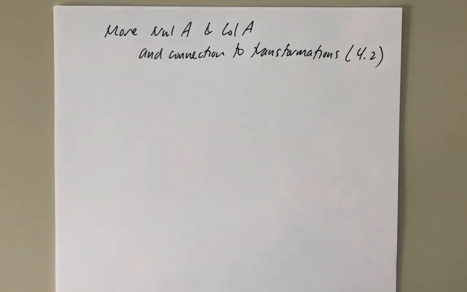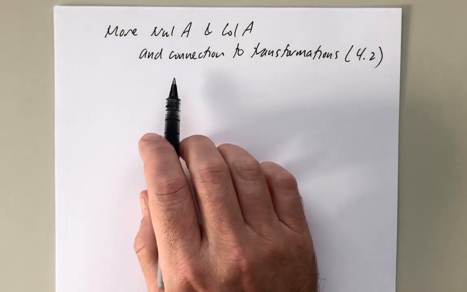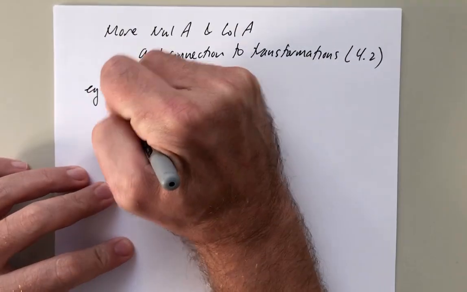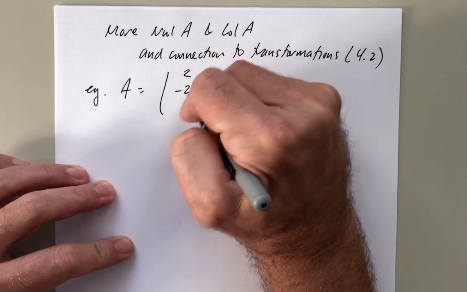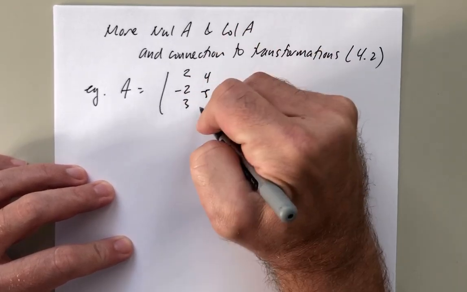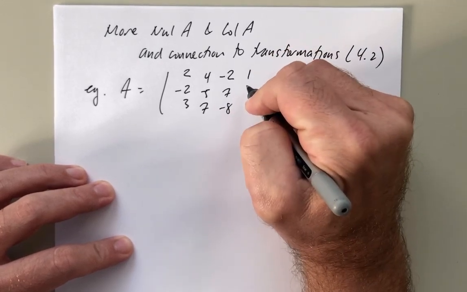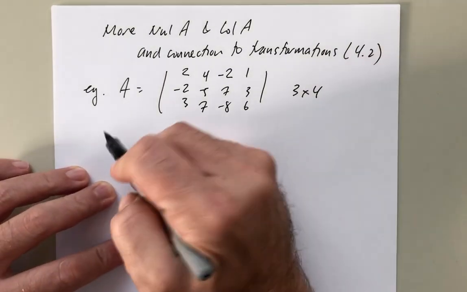Hello everyone, today we're talking about null space and column space again, and we're going to discuss a connection to transformations. So I think I'll start off just with a big example. Let's take a matrix A to be a 3 by 4 given by the following. Minus 2, 7, minus 8, 1, 3, 6. This is a 3 by 4 matrix. And let me give you a couple of vectors.